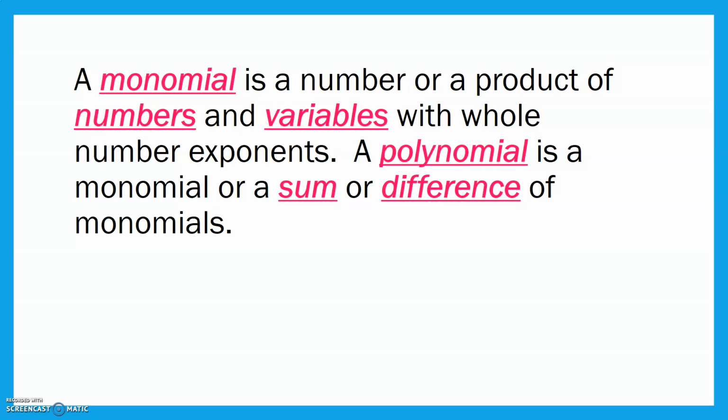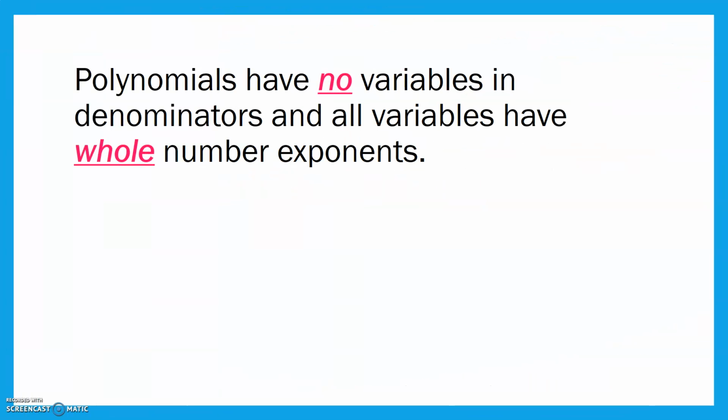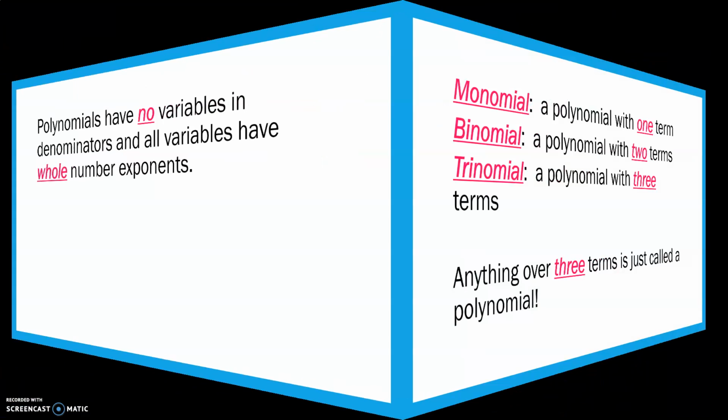A monomial is a number or a product of numbers and variables with whole number exponents, and a polynomial is a monomial or a sum or difference of monomials. So a monomial is just like a term, and a polynomial is the sum or difference of terms. Polynomials have no variables in the denominator, and all variables have whole number exponents. So we're not talking about fraction exponents, and we're not talking about negative exponents.